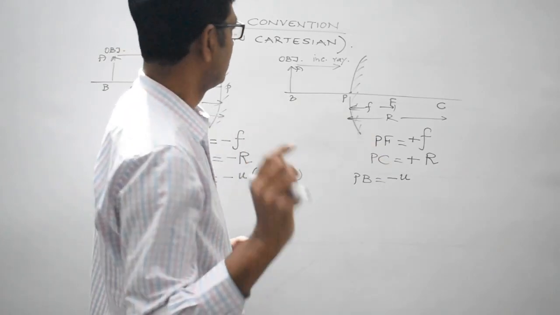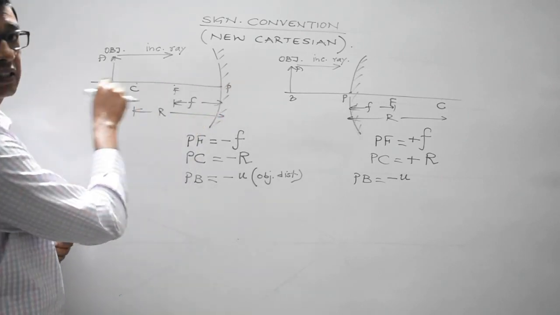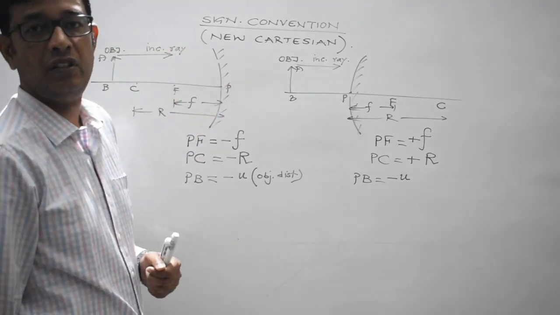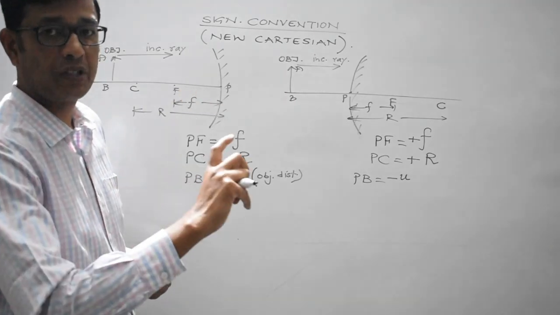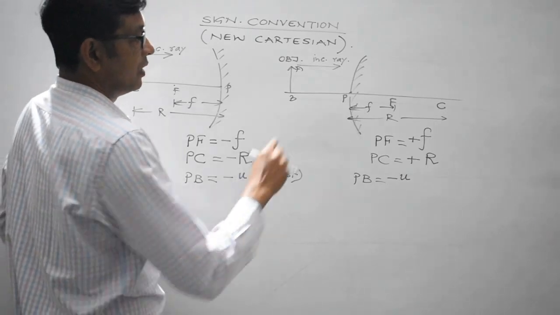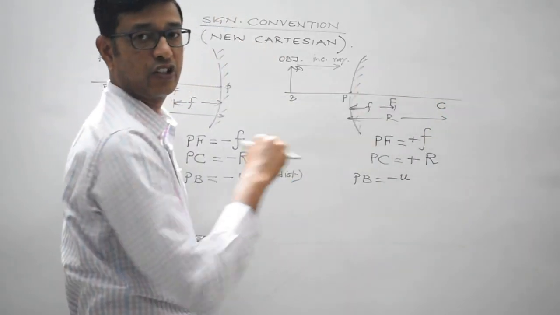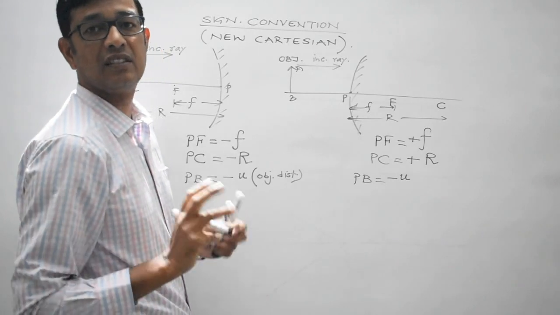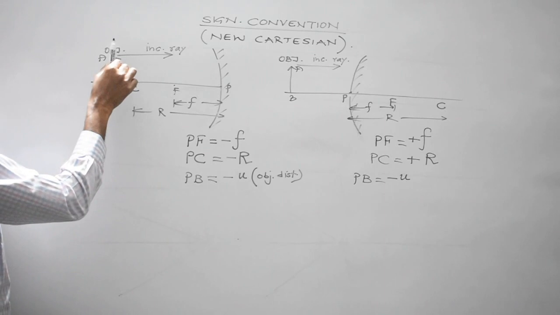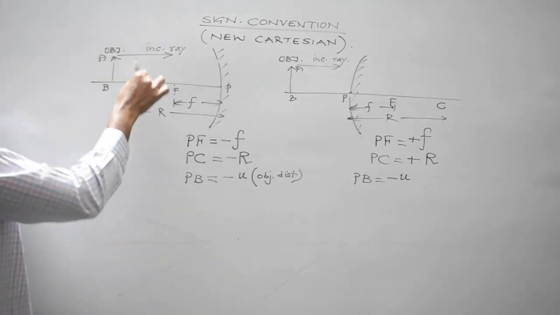Right? The third rule is: any distance measured perpendicular to the principal axis and in the upward direction is to be taken as positive. So for an erect object or erect image, the size is to be taken as positive. While distances measured perpendicular to the principal axis and in the downward direction are to be taken as negative. So in case the image obtained of this object is inverted, then it has to be assigned a negative sign.